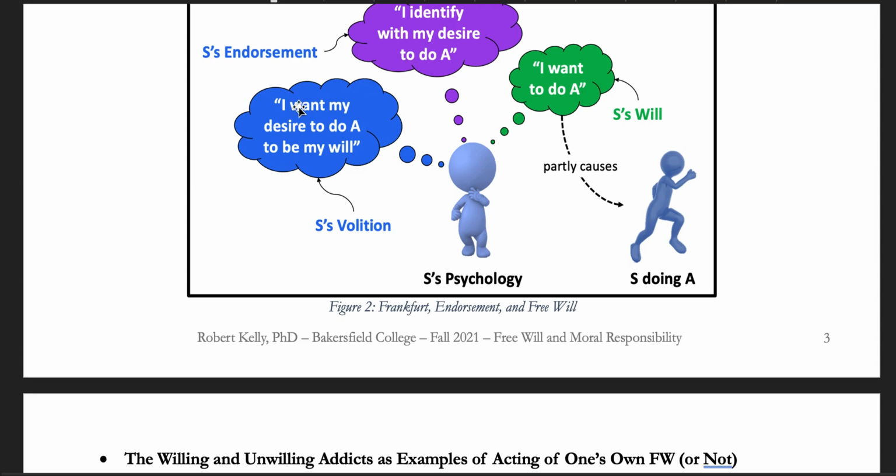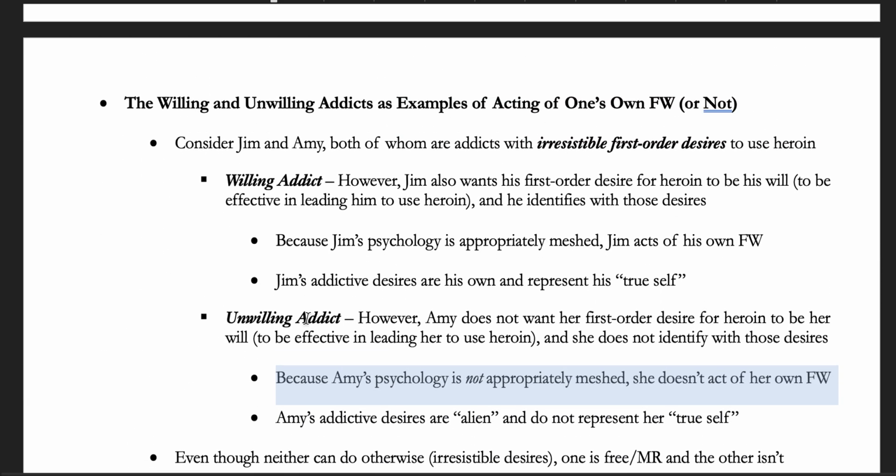This stuff is gone for Amy. She does not desire this thing. She doesn't want it to be effective. She does not endorse it. Okay? She's an unwilling addict. And because of that, she doesn't act of her own free will, and she's not responsible, according to Frankfurt. Okay? This is the sense in which desires can be alien and don't represent your true self.